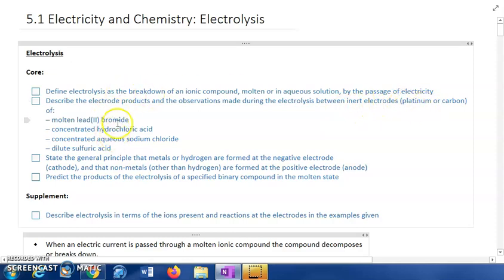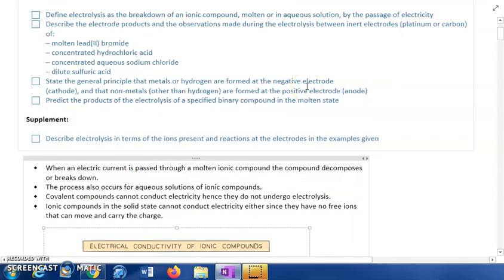There are some specific cases that we will look into, and then we'll also look into the general principle that metals or hydrogen are formed at the negative electrode and that non-metals are formed at the positive electrode. We're going to predict the products of electrolysis of a specified binary compound in the molten state. And also for supplement, we're going to describe electrolysis in terms of ions present and reactions at the electrodes in the examples given.